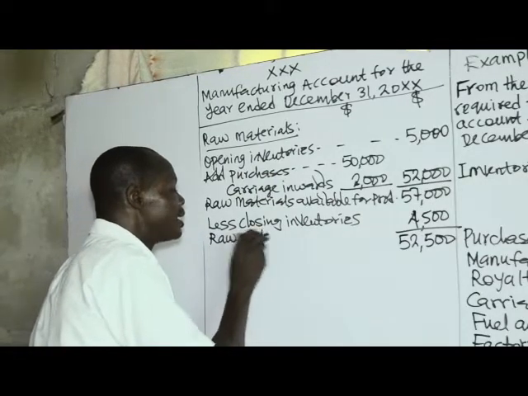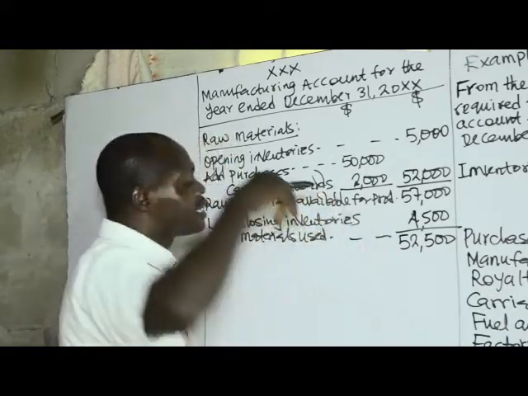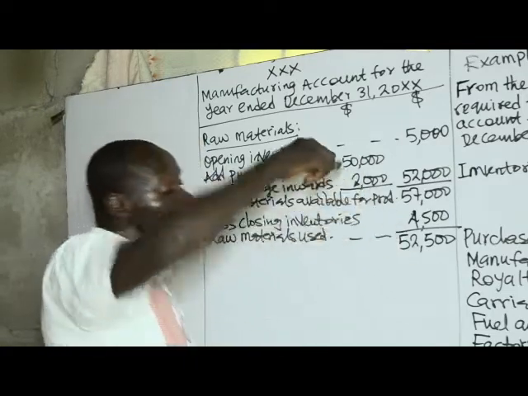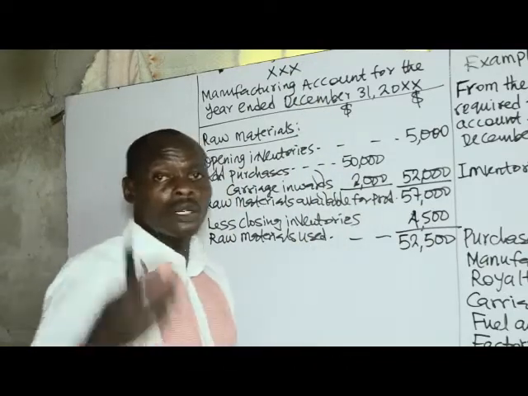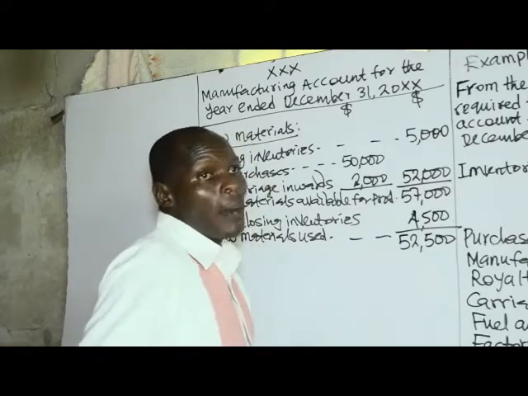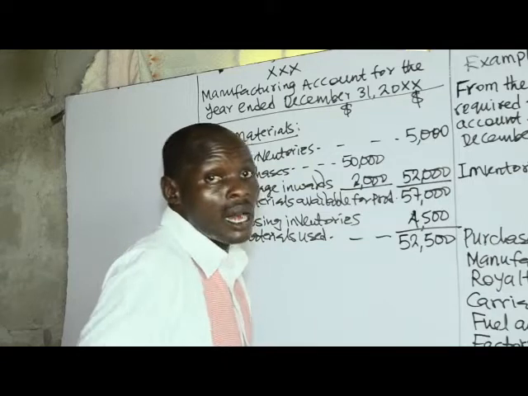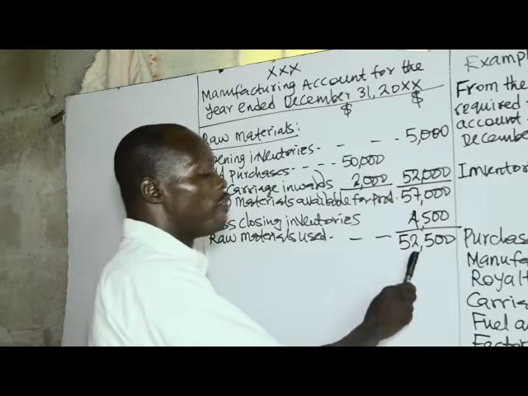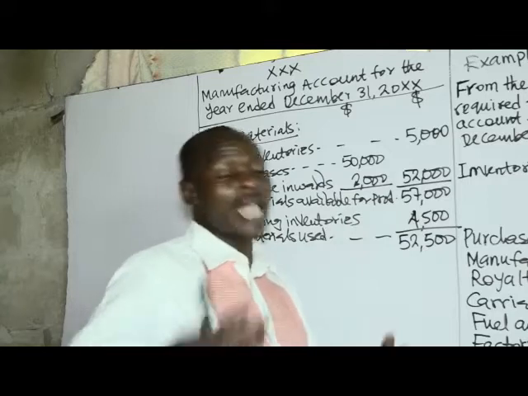This 52,500 represents the raw materials used. I've told you that you can call it raw materials used or raw materials consumed. Now, this amount represents the direct materials. After the direct materials, remember I've told you earlier that the prime cost has three elements, which are the direct materials, direct labor, and direct expenses. Direct materials have been ascertained, which is raw materials used, of 52,500. The next thing to consider is the direct wages.